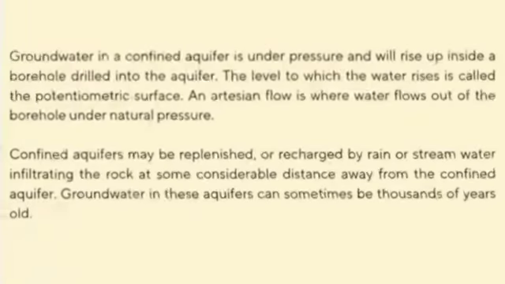Groundwater in a confined aquifer is under pressure and will rise up inside a borehole drilled into the aquifer. As I said earlier, the level to which the water rises is called the potentiometric surface. An artesian flow is where water flows out of the borehole under natural pressure.